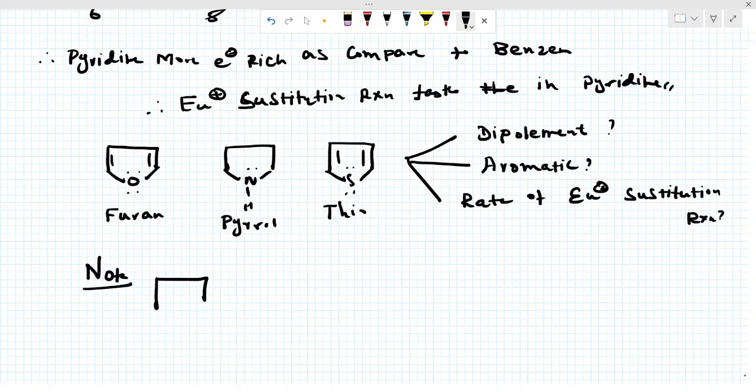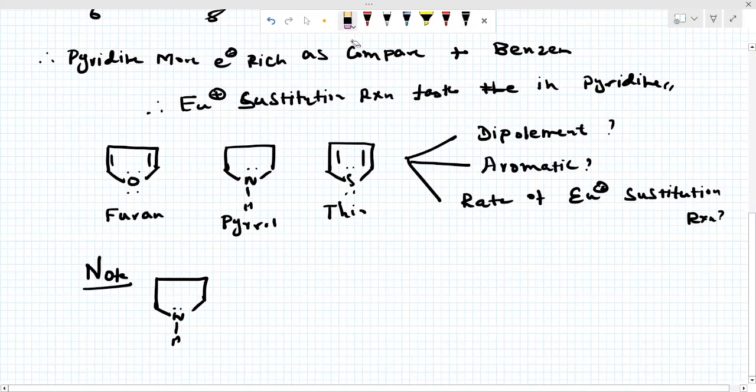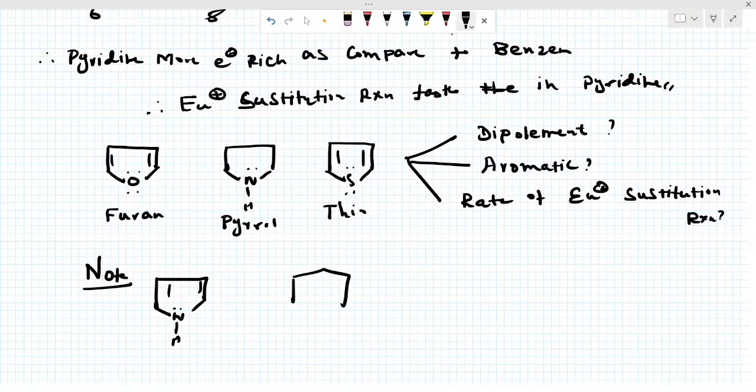Same, this also you can try. I take pyrrole, same, right? This is pyrrole. Just wait. This is a pyrrole. Now this is benzene. Among these two, which has a higher rate of electrophilic substitution reaction?